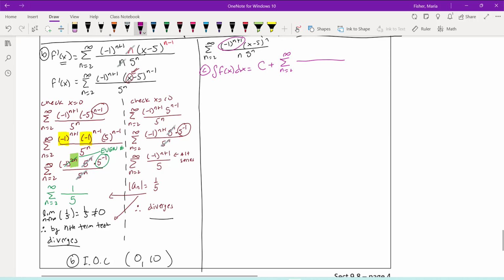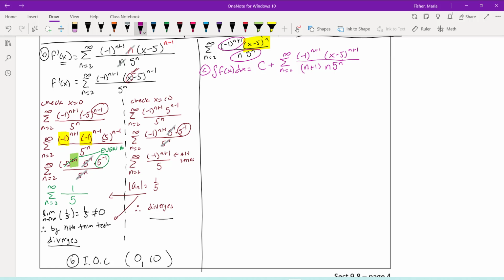Now this doesn't have an x, which makes it a constant multiplier. It multiplies along. This does have an x, so it's just that power rule. We add 1 and divide by that number. So I add 1, that's an x minus 5 to the n plus 1, and then I divide by n plus 1. The bottom is just a constant multiplier, so then I write the rest of it down, n, and then 5 to the n. So I end up with the integral of f of x dx is c plus the sum from n equal 2 to infinity of -1 to the n plus 1 times x minus 5 to the n plus 1 all over n plus 1 times n times 5 to the n.